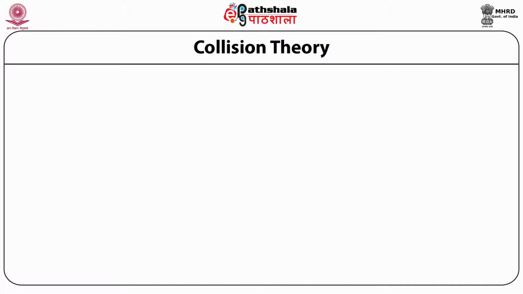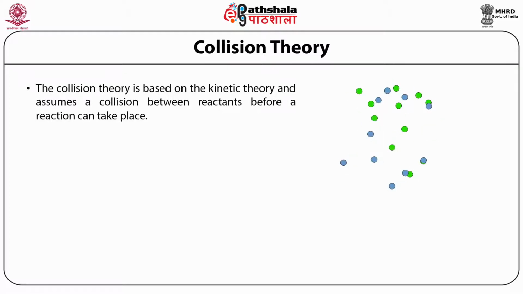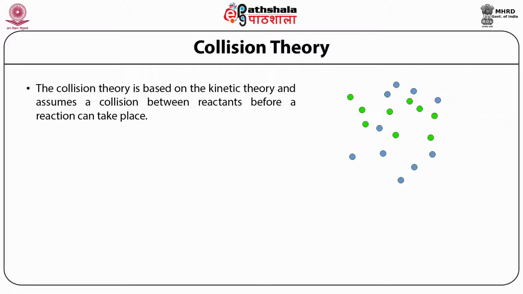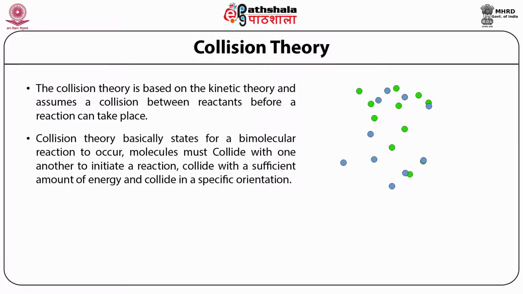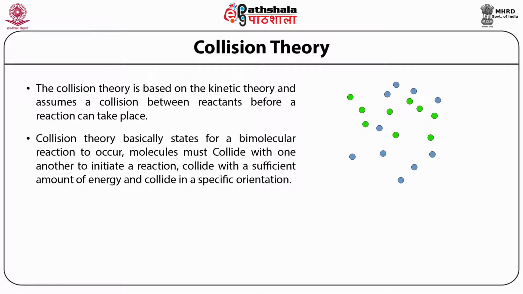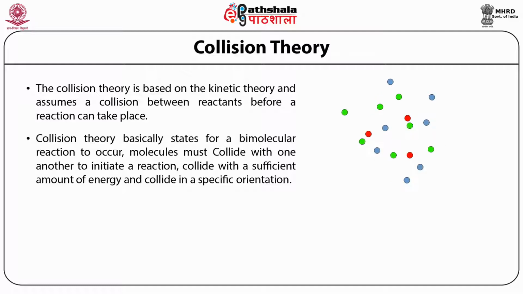The first theory is collision theory. So collision theory is based on kinetic theory and assumes a collision between reactants before a reaction can take place. So collision theory basically states that for a bimolecular reaction to occur, molecules must collide with one another to initiate the reaction, and collide with a sufficient amount of energy and in a proper orientation. So the important thing is collision with sufficient energy and proper orientation.